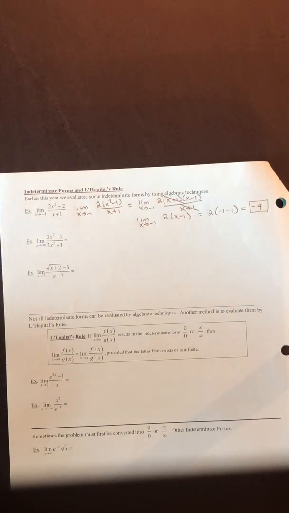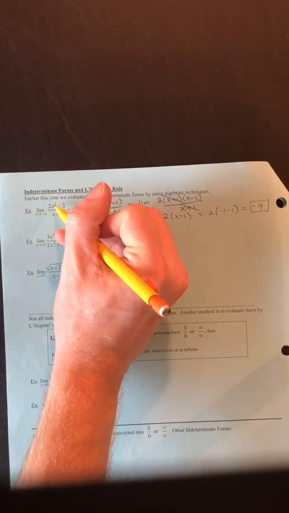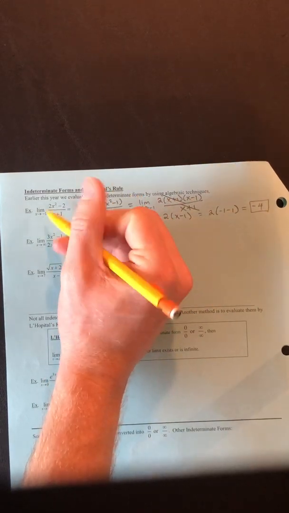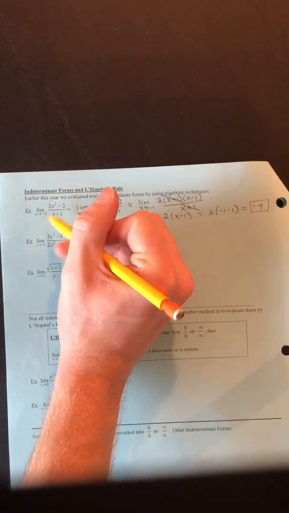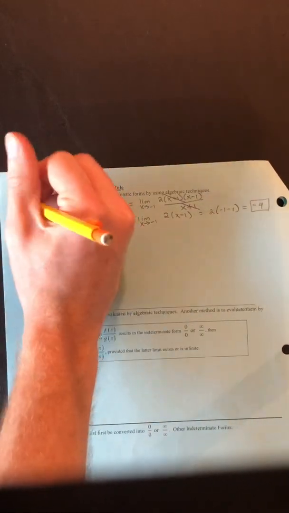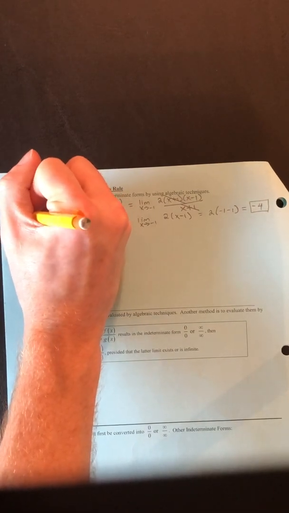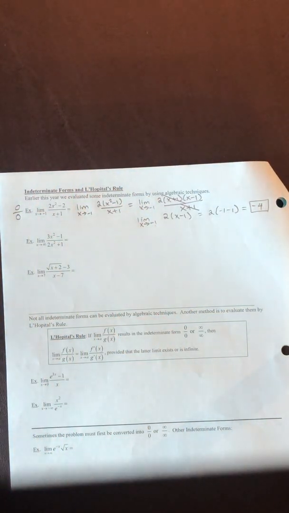Algebraically, we could have gotten around that indeterminate issue by factoring and reducing. I guess I probably should have checked it. If you would have plugged in the -1 into your original fraction, to the top and to the bottom, you would have gotten 0 over 0. Remember that 0 over 0 doesn't mean no limit exists. It means it's indeterminate. I don't know what the answer is.